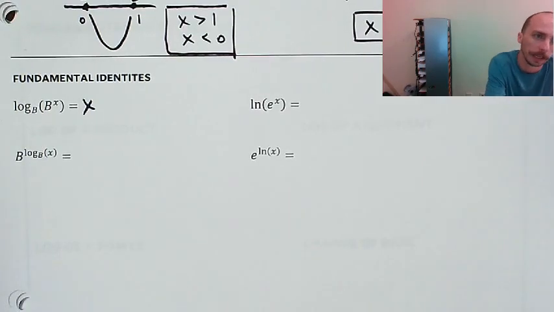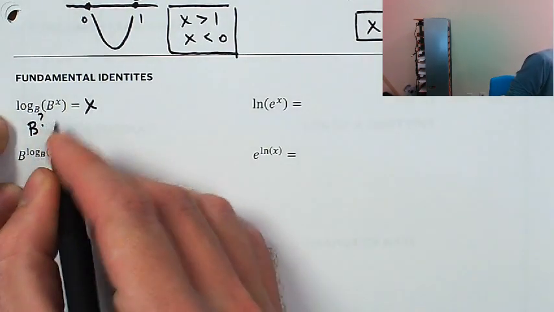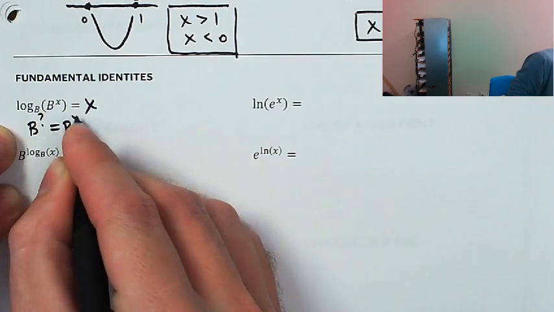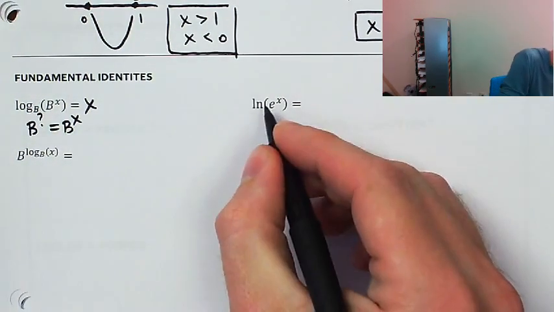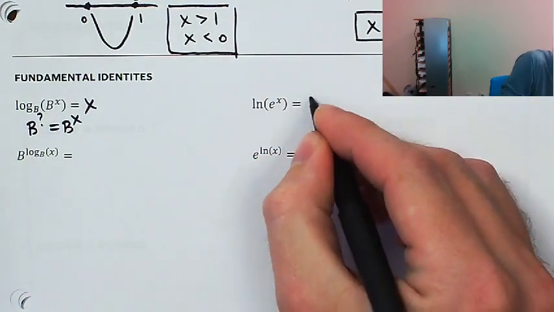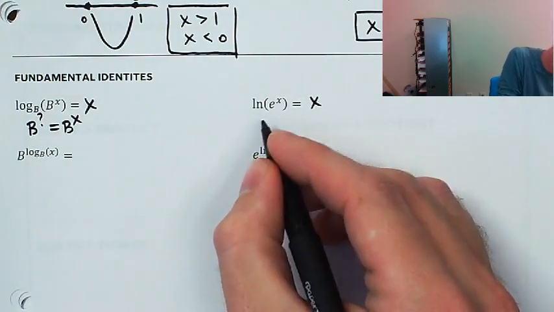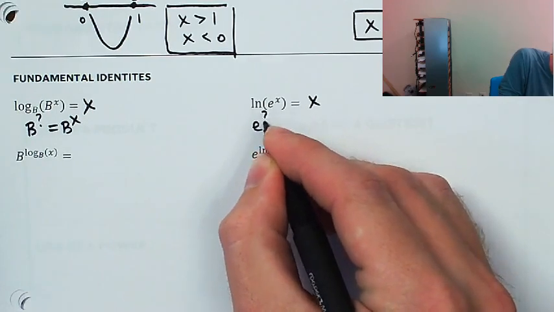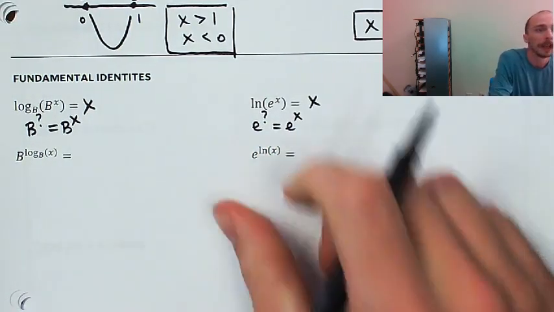But I think it's better to say, okay, log base b of b to the x. Remember, the log is the exponent. And this is saying, what exponent do I put on b to get b to the x? Well, I put the exponent on b, and I get b to the x. That's what I would expect. And same thing over here, natural log of e to the x, that's just going to be x, because natural log is like what power do I put on e to get e to the x? Okay, well, it's just x, right?